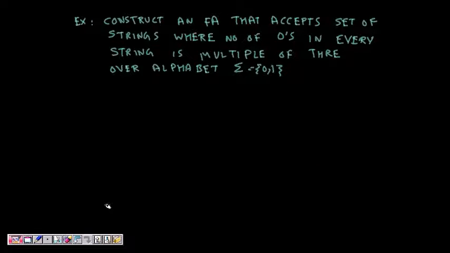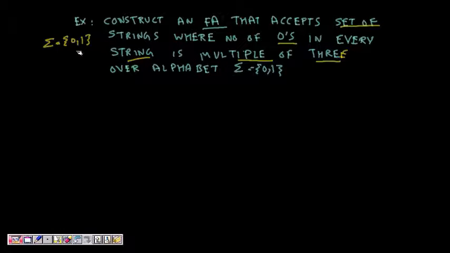Now let's see one example of how to proceed. This example is: construct an FA, finite automata, that accepts the set of strings where the number of zeros in every string is a multiple of 3, over the alphabet 0 and 1. So we have to construct a DFA for which the alphabet is given. We need 5 things. The alphabet is 0 comma 1, and the strings have a number of zeros which is a multiple of 3.